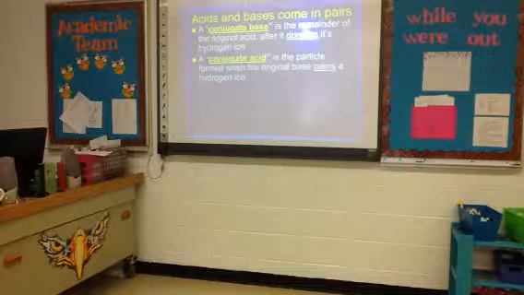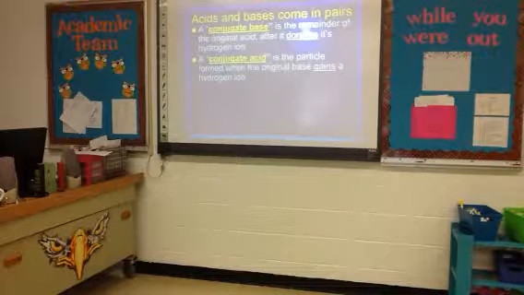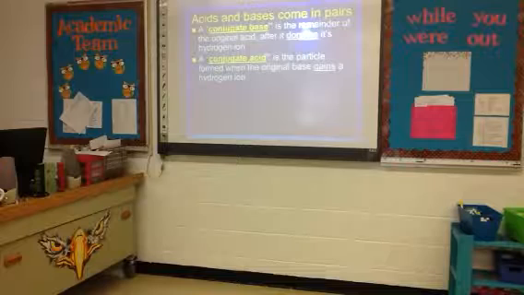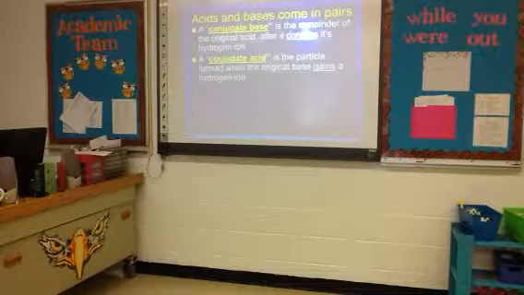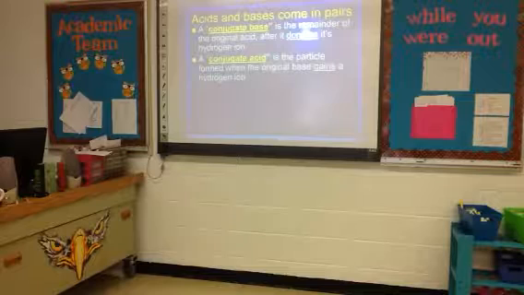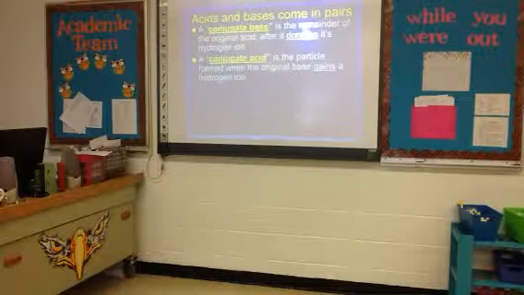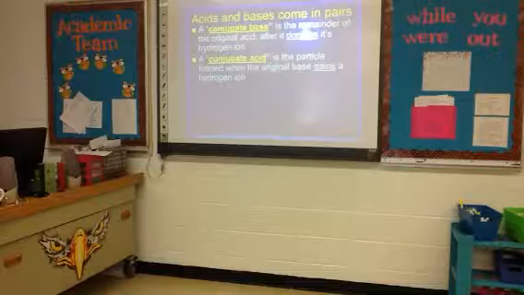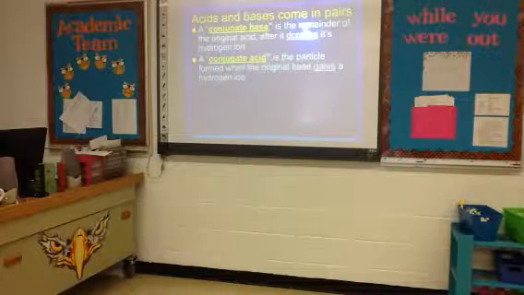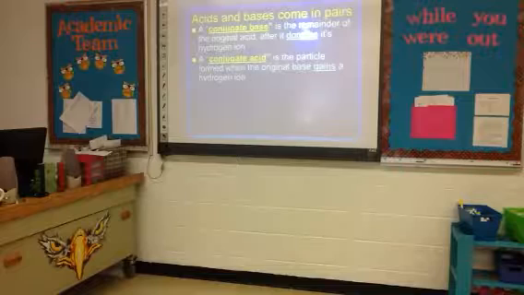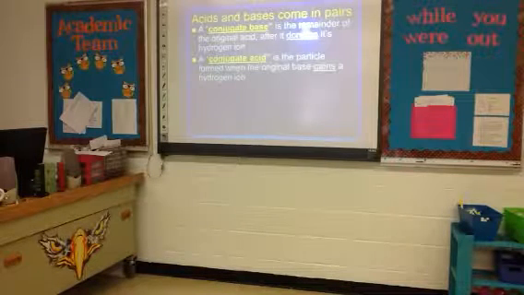So, of these acids and bases that are in pairs, they're called conjugates. A conjugate base is the remainder of the original acid. So after the acid has donated its hydrogen, what's left is called the conjugate base. In that previous example, HCl was the acid, and then the Cl- was the conjugate base, what's left after the hydrogen has left. And then the conjugate acid is the particle formed when the base gains the hydrogen ion. So the water was the base in that previous example, and the hydronium, H3O+, is considered the conjugate acid because it has received the hydrogen ion.